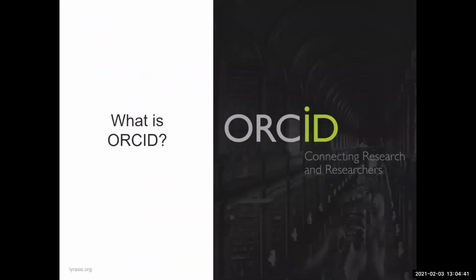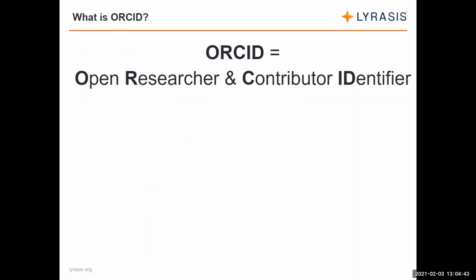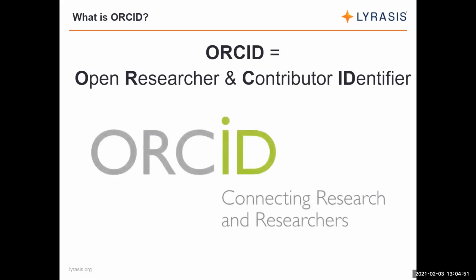So what is Orchid? Let's do a quick review. Orchid stands for Open Researcher and Contributor Identifier. And the goal of Orchid is to uniquely identify researchers so that they can get credit and attribution for their work, while also allowing organizations to connect with their affiliated researchers and streamline the process of tracking and sharing information about researchers and their affiliations and activities.